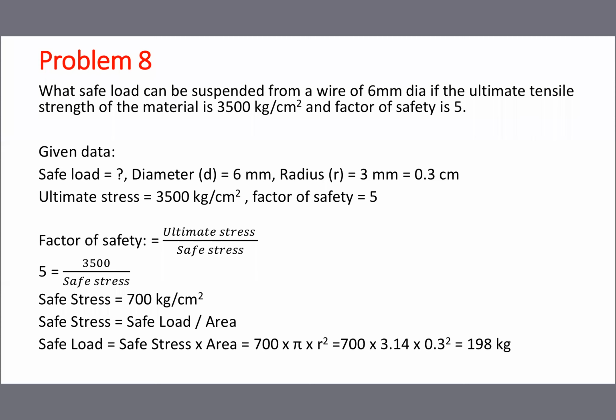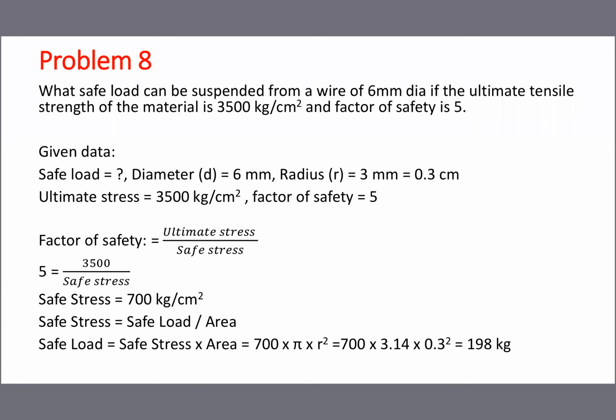So write the data. Safe load is our question. First you read the problem carefully and write the data. Once you write the data, the problem automatically depends upon the formula only. Safe load is the question mark. Diameter is given as 6 mm. As usual, convert into radius, 3 mm, and convert into centimeter, 0.3 centimeter. Ultimate stress is given as 3500 kg per centimeter square. Factor of safety is given as 5.